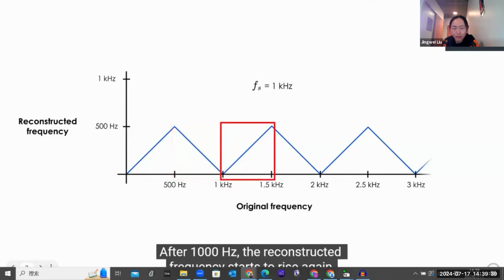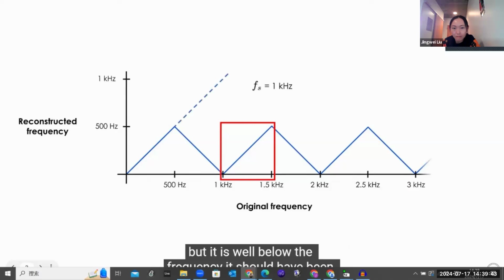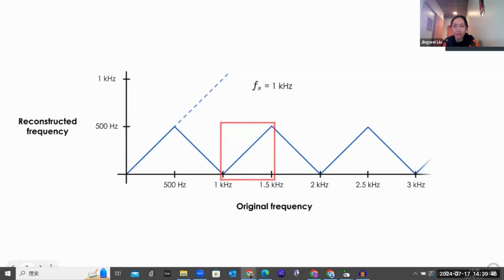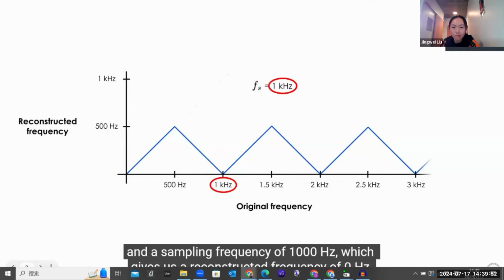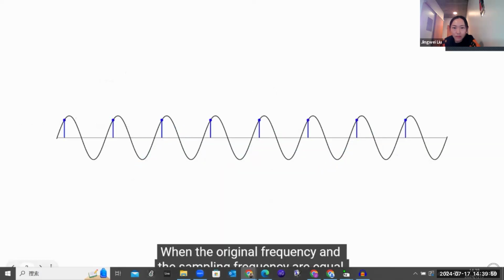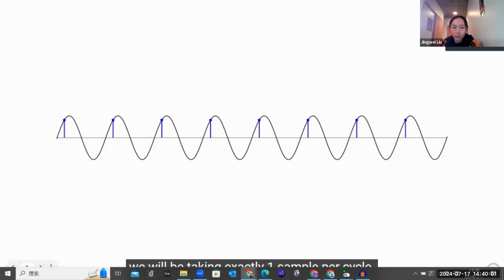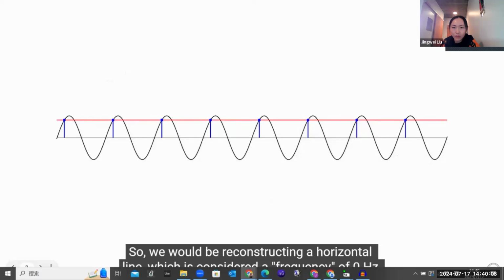After 1000 Hz, the reconstructed frequency starts to rise again, but it is well below the frequency it should have been. An interesting case is when we have an original frequency of 1000 Hz and a sampling frequency of 1000 Hz, which gives us a reconstructed frequency of 0 Hz. When the original frequency and the sampling frequency are equal, we will be taking exactly one sample per cycle. So, we would be reconstructing a horizontal line, which is considered a frequency of 0 Hz.